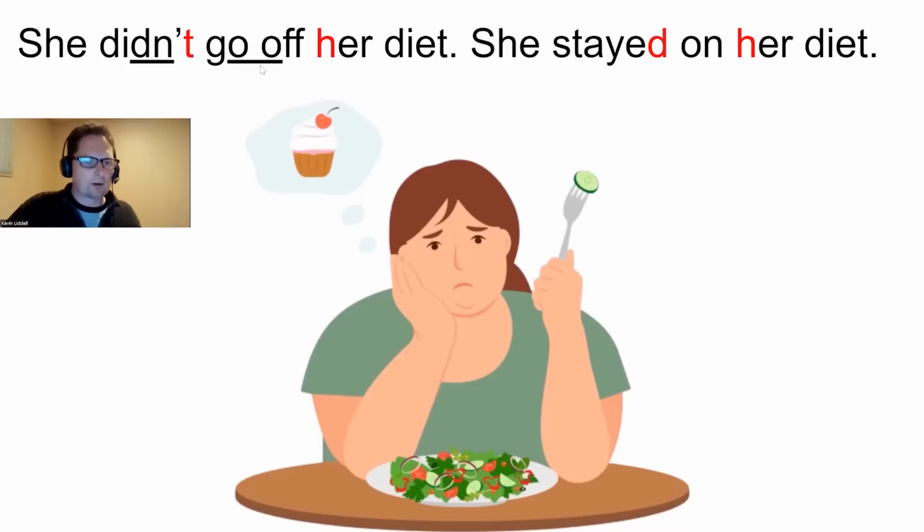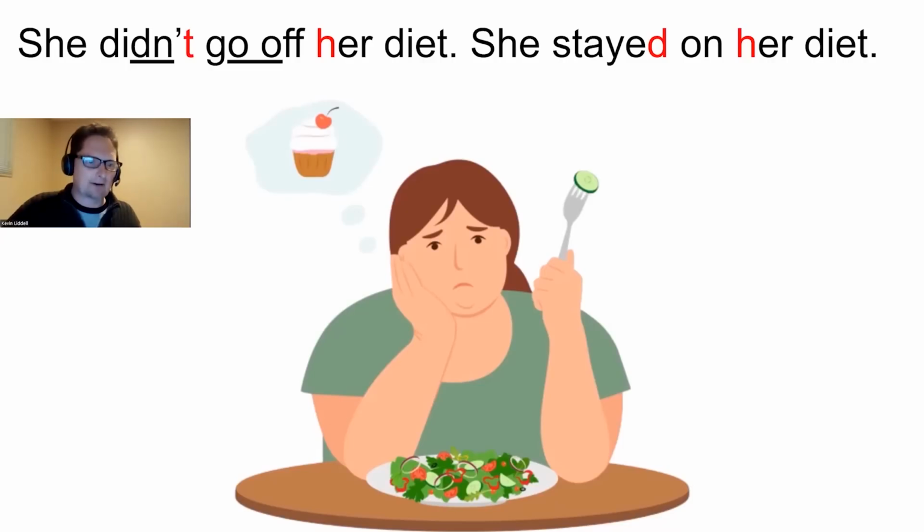Go off. We have two vowels here. When you link them, you hear the W sound, like this. Go off, go off. She didn't go off her diet. The word her, the H is silent because her is not a stressed word. Silent H. Let's link the sounds. Offer, offer diet. She didn't go off her diet.